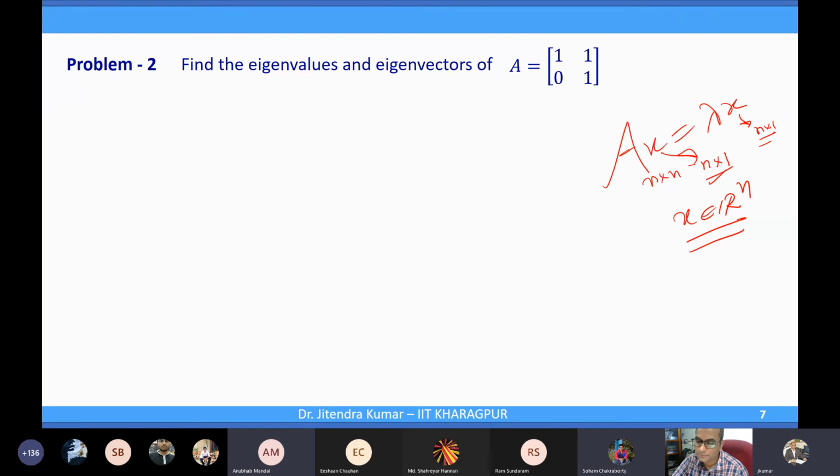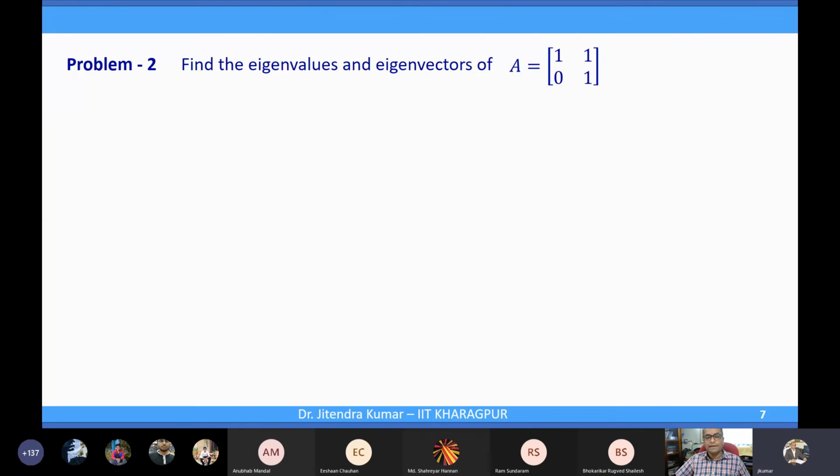So this can be n cross m also, because we only have to match n and n on both sides. Yeah, but an eigenvector is not a matrix. It's a vector from Rn. Okay, sir. Fine.